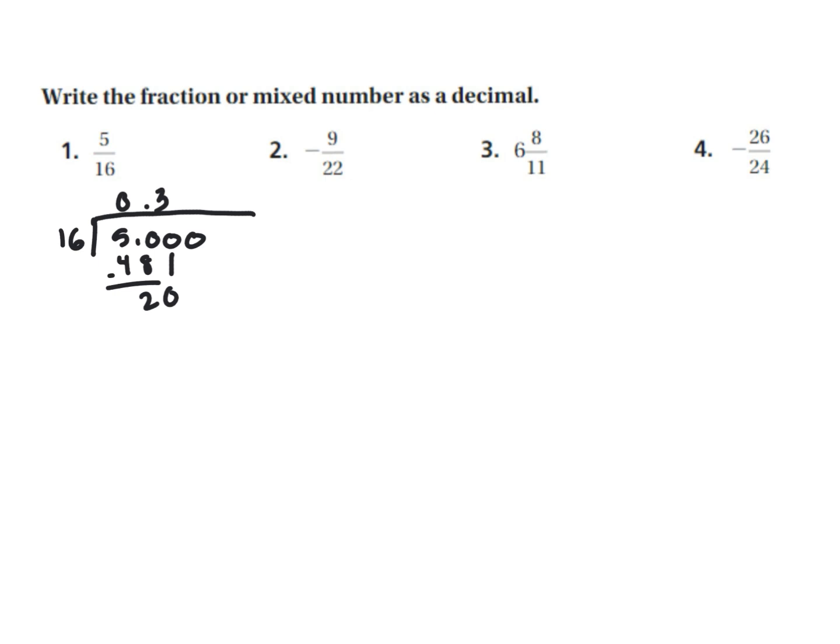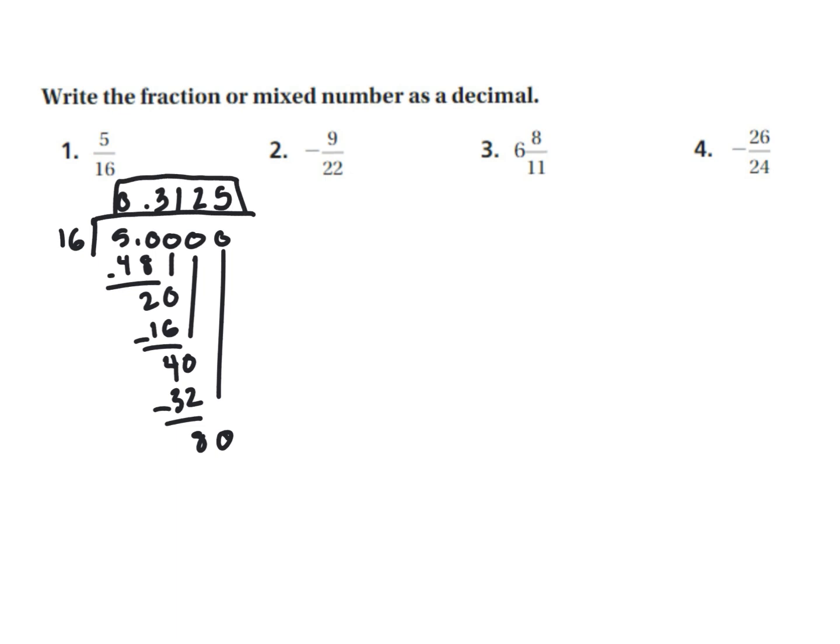16 goes into 20 once. 16 goes into 40 2 times. 2 times 16 is 32. Bring down another 0. And then 16 goes into 80 5 times. So 0.3125. And our answer was positive.